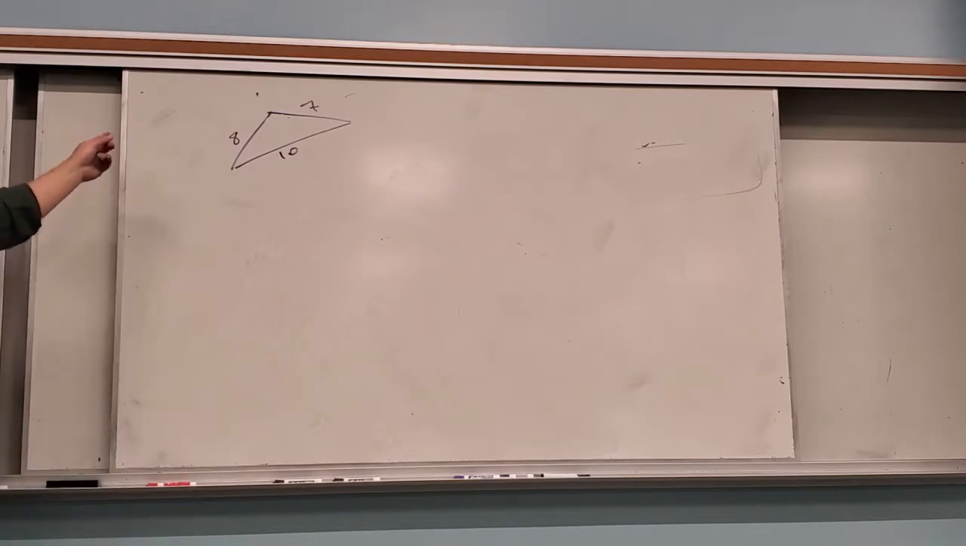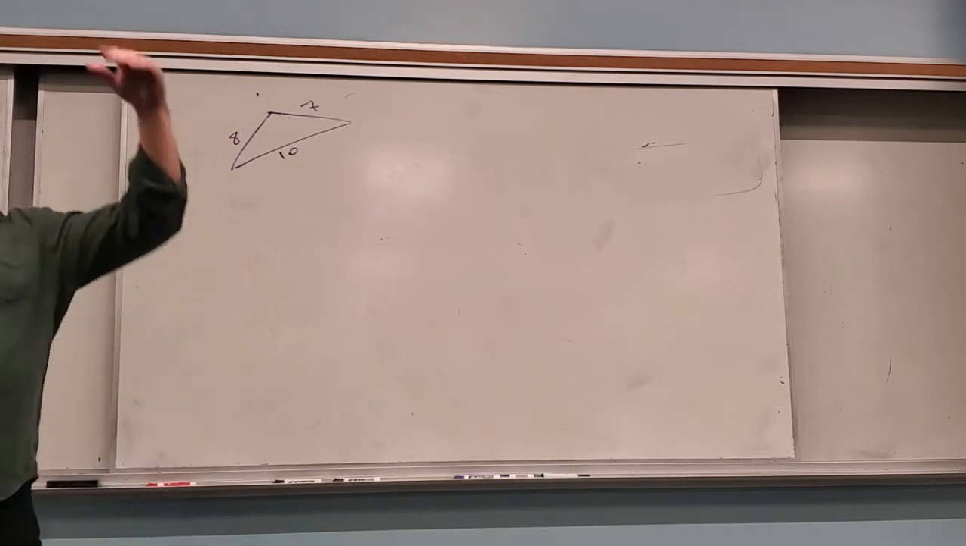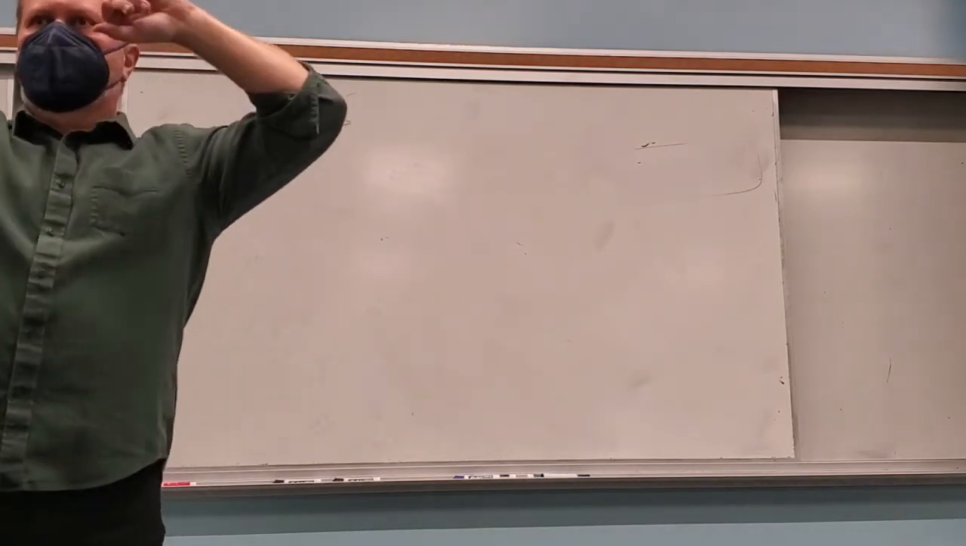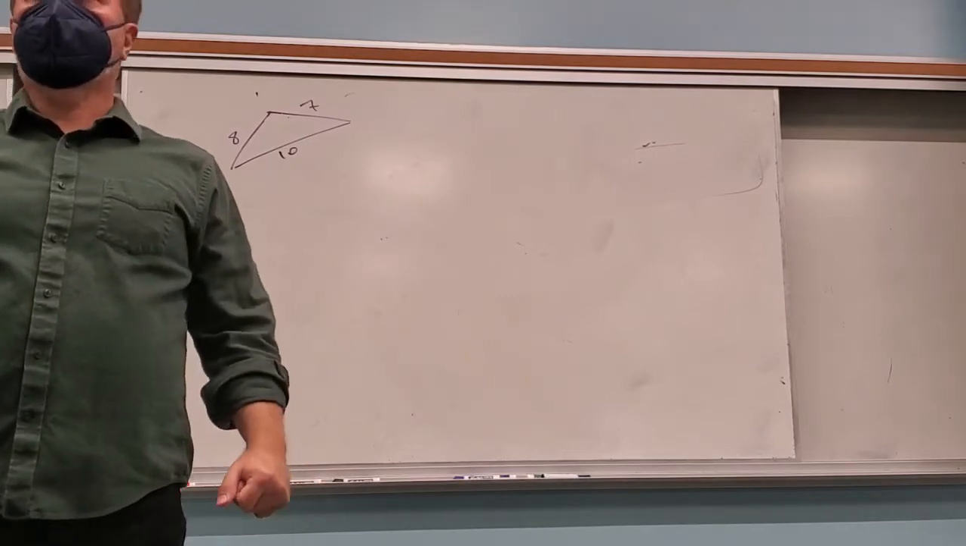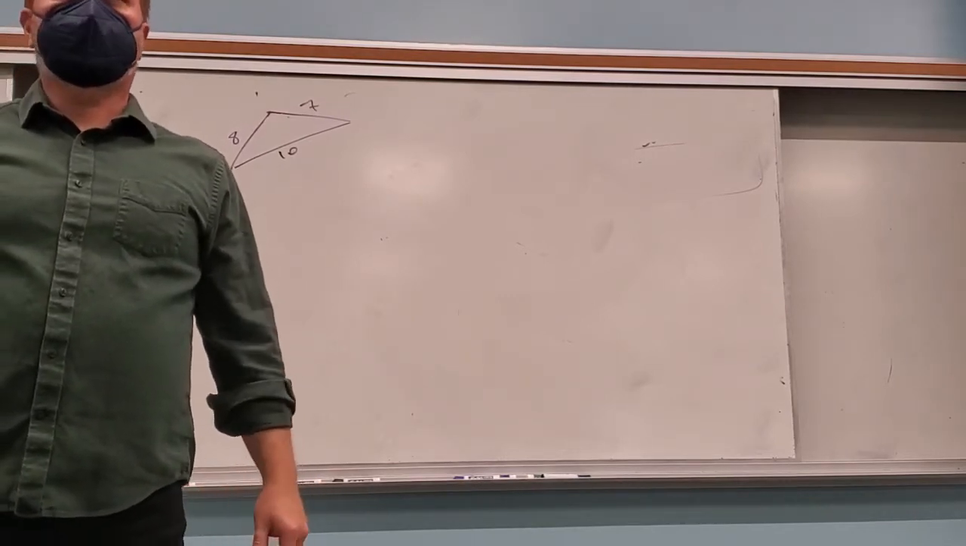Why would law of sines not work here? I need to make a complete ratio for law of sines. There's no angle, so I can see right away law of sines is not going to work. I like it.